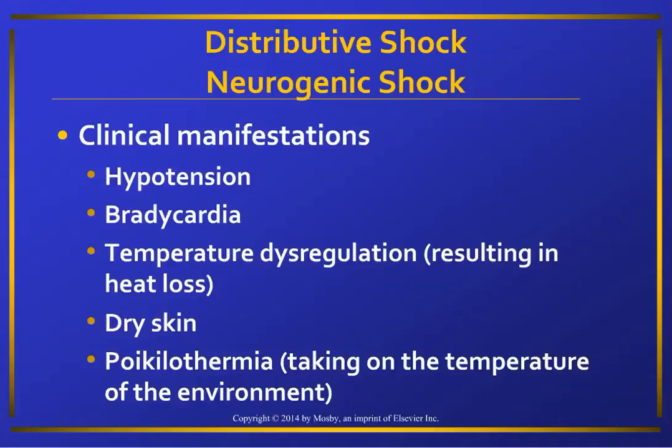The clinical manifestations of neurogenic shock include hypotension and bradycardia, temperature dysregulation, which results in heat loss, dry skin, and poikilothermia, which means the patient takes on the temperature of the environment. Initially, the patient's skin will be warm owing to the massive dilation. As the heat disperses, the patient is at risk for hypothermia. Later, the patient's skin may be cool or warm depending on the ambient temperature. Tables 67.2, 3, and 4 further describe the clinical presentation of a patient with neurogenic shock.